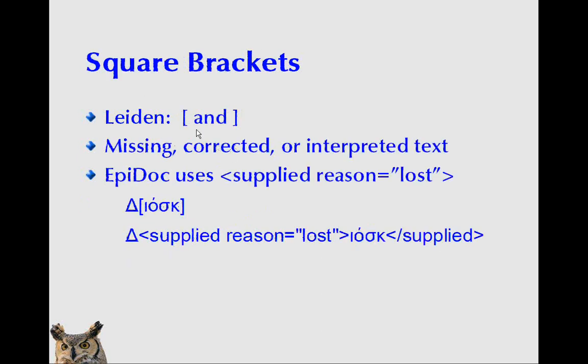So the square bracket Leiden indicates missing, corrected or interpreted text. And in Epidoc, the XML standard, they use supplied reason lost. And so instead of this DOSC, where the IOSK is actually interpreted, we would have delta and then the supplied reason lost and the iota, omicron, and so on. And so this is how it should look.